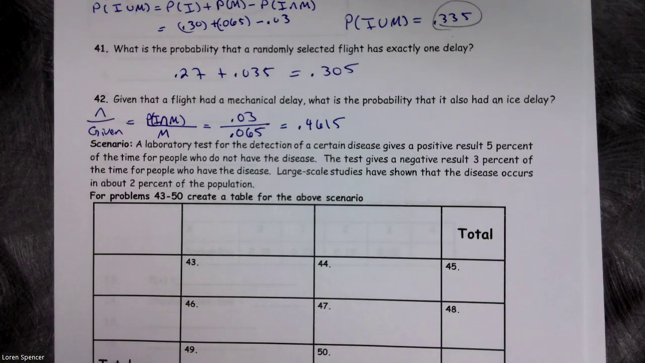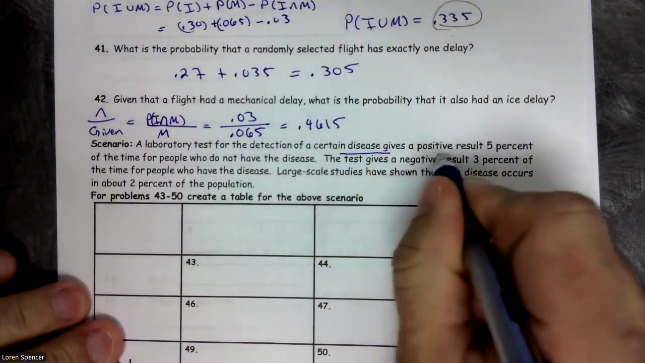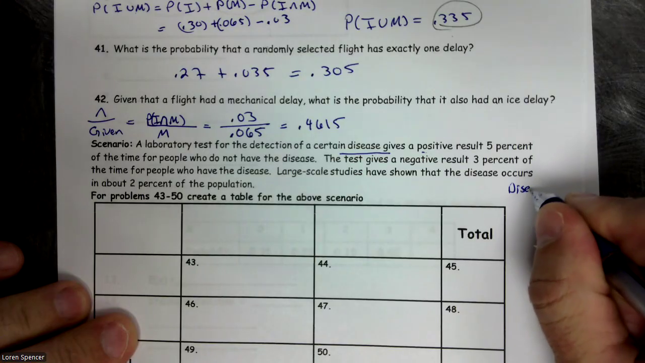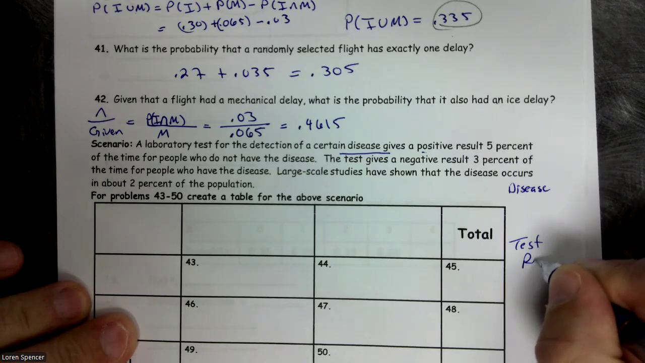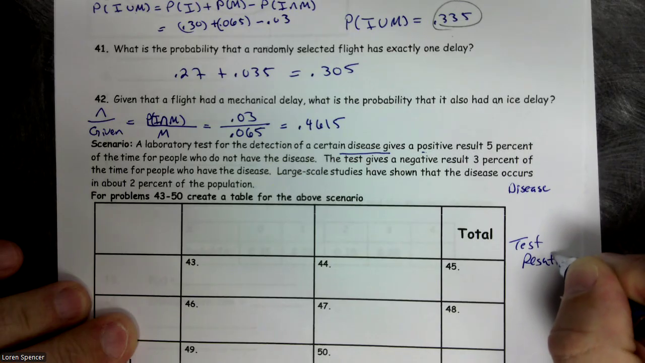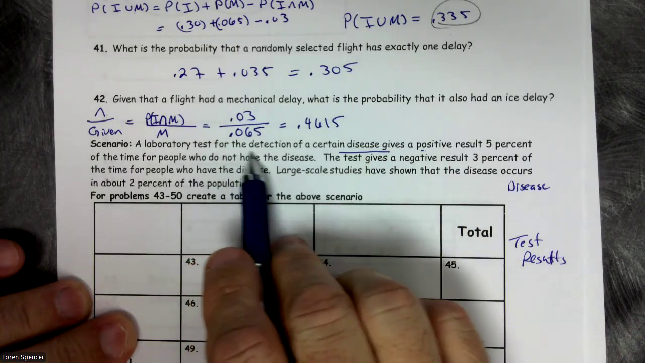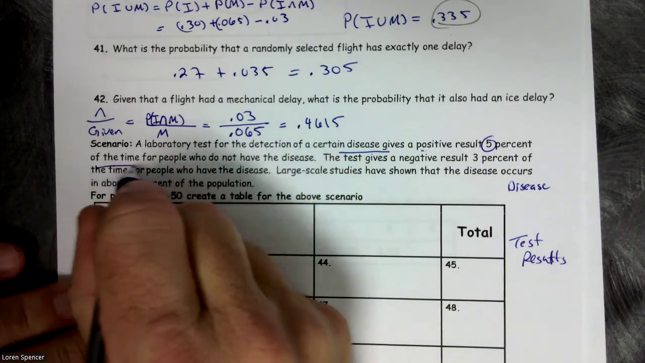Okay, a laboratory test for detection of a certain disease gives a positive result 5% of the time for people who do not have the disease. So we have disease and we have test results. So our variables are disease and test results. I need to find the one number that's associated with only one variable. So 5% who do not have the disease.